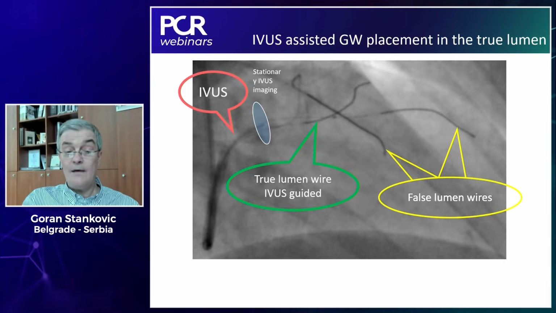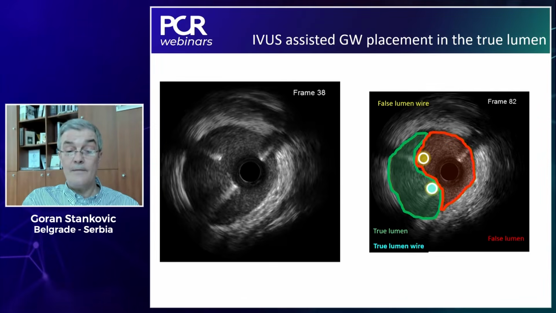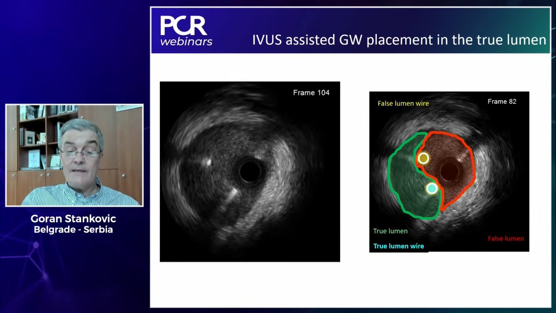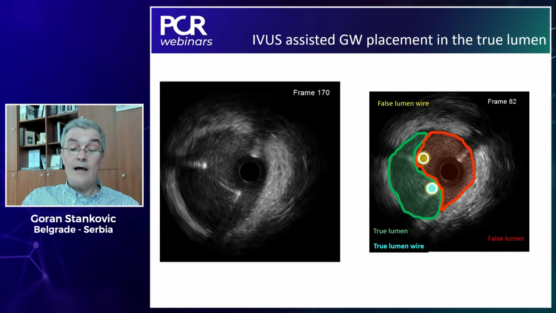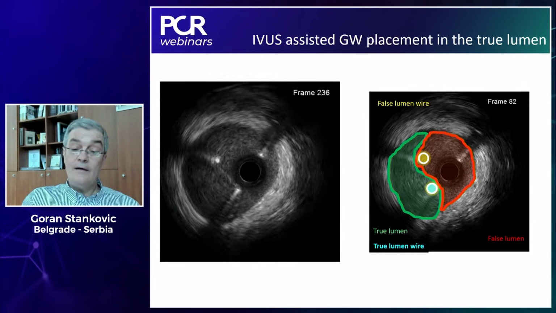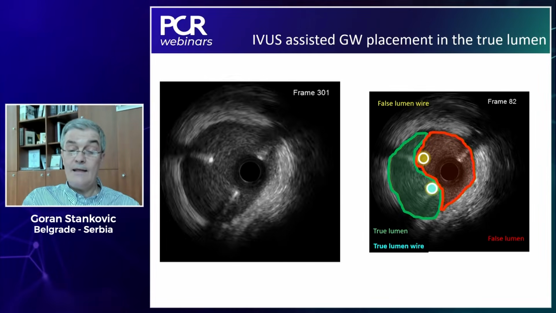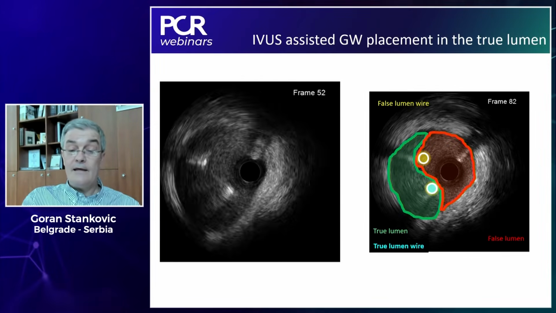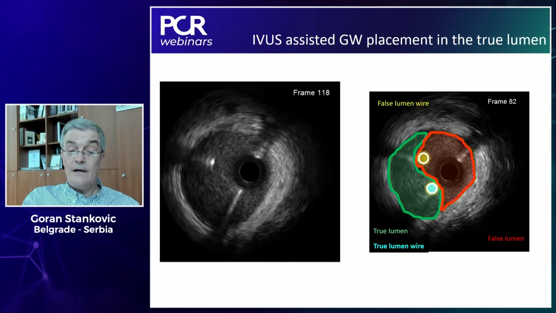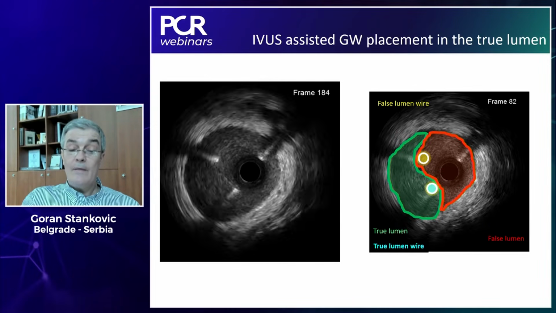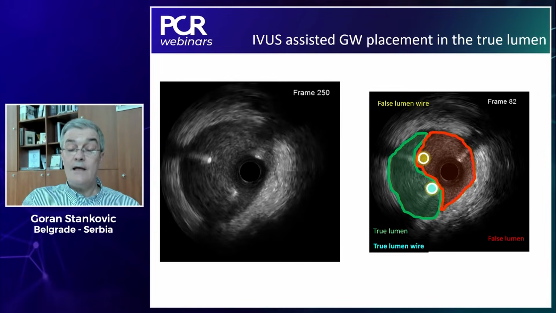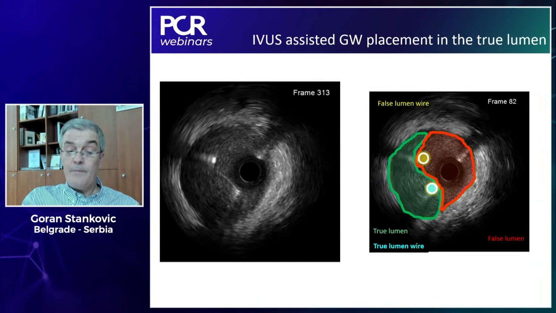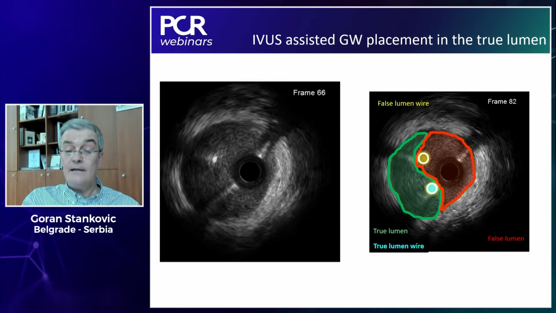Currently what we have is the IVUS catheter, which documents that both wires, in the circumflex and the LAD, are in the false lumen, and we try to get the third wire in the true lumen. After some attempts, we were able to see on IVUS, and you can see again on the cartoon on the right-hand side, the red area is again the false lumen, with the IVUS catheter still in that lumen, but we now see a wire which is convincingly placed inside the green true lumen.